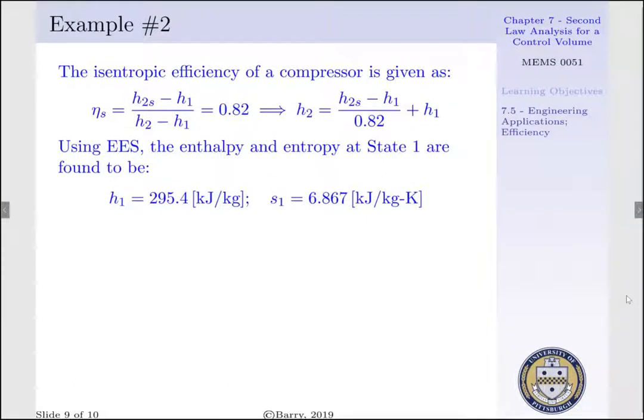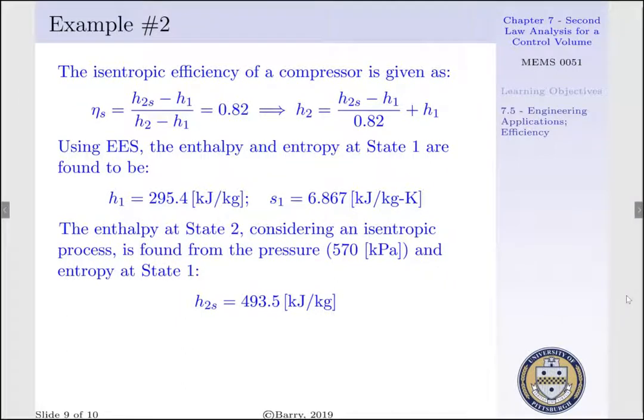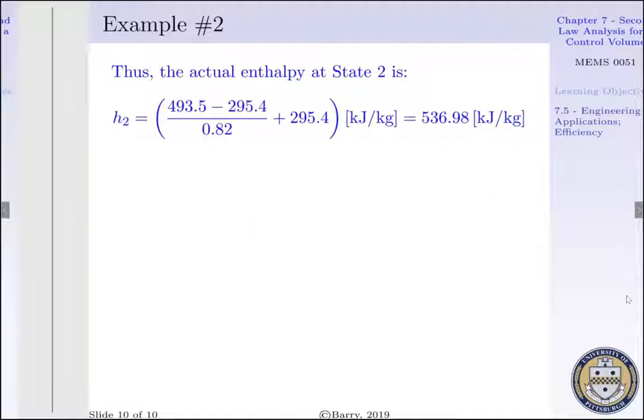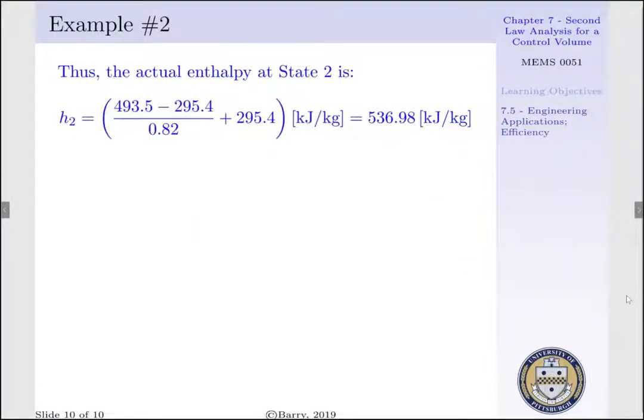Now using EES, the enthalpy and entropy at state 1 are found to be 295.4 kJ per kg and 6.867 kJ per kgK, respectively. The enthalpy at state 2, considering an isentropic process, is found from the pressure, i.e. 570 kPa, and the entropy at state 1, that is, h2s is equal to 493.5 kJ per kg. Thus, the actual enthalpy at state 2 is 536.98 kJ per kg.